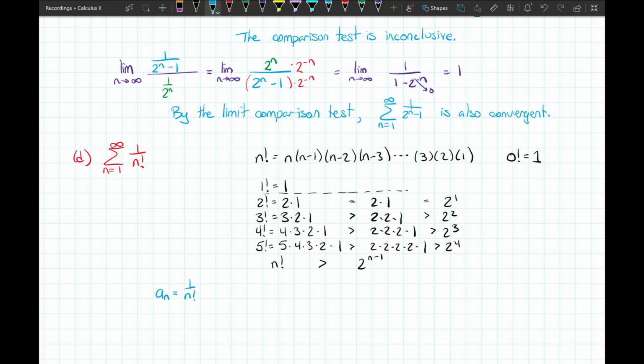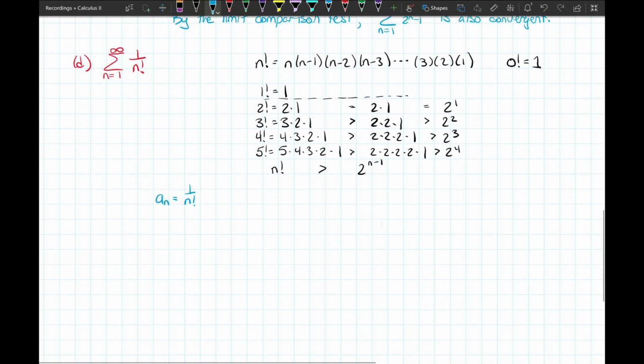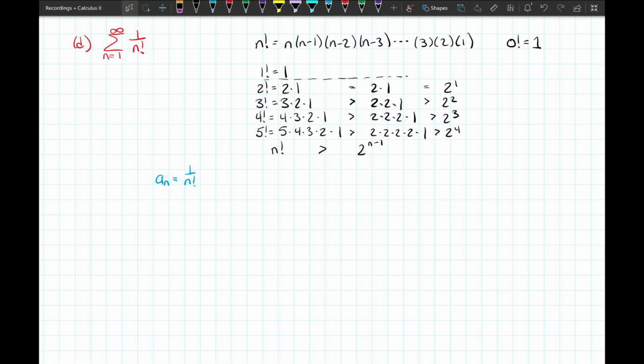We'll start by labeling the terms in our series 1 over n factorial as being equal to an. Now, we know how to compare n factorial to 2 to the n minus 1. It's just a little stretch of trying to compare 1 over n factorial to 1 over 2 to the n minus 1. And remember, if you are taking an inequality and you take the reciprocal of both sides, the inequality has to change direction. So 1 over n factorial is actually less than 1 over 2 to the n minus 1.